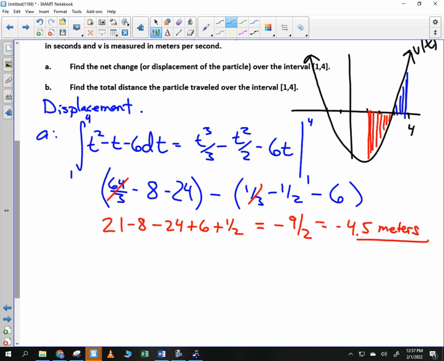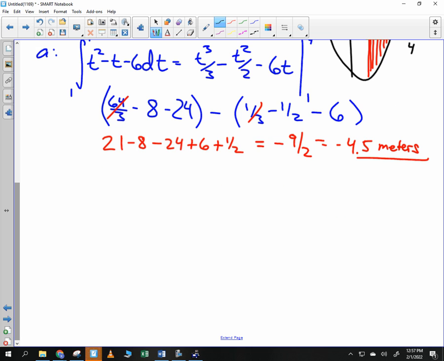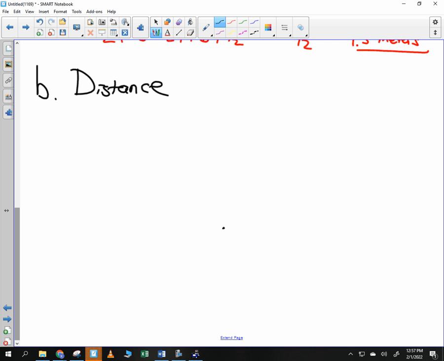It says find the total distance the particle traveled over the interval of 1 to 4. So let's do that. Distance, well, it's pretty straightforward. What I need to do in that situation is the integral from 1 to 4 of the absolute value of the function, the absolute value of t squared minus t minus 6 dt. What did I do? Oh, t squared minus t. Thank you. Sorry about that.